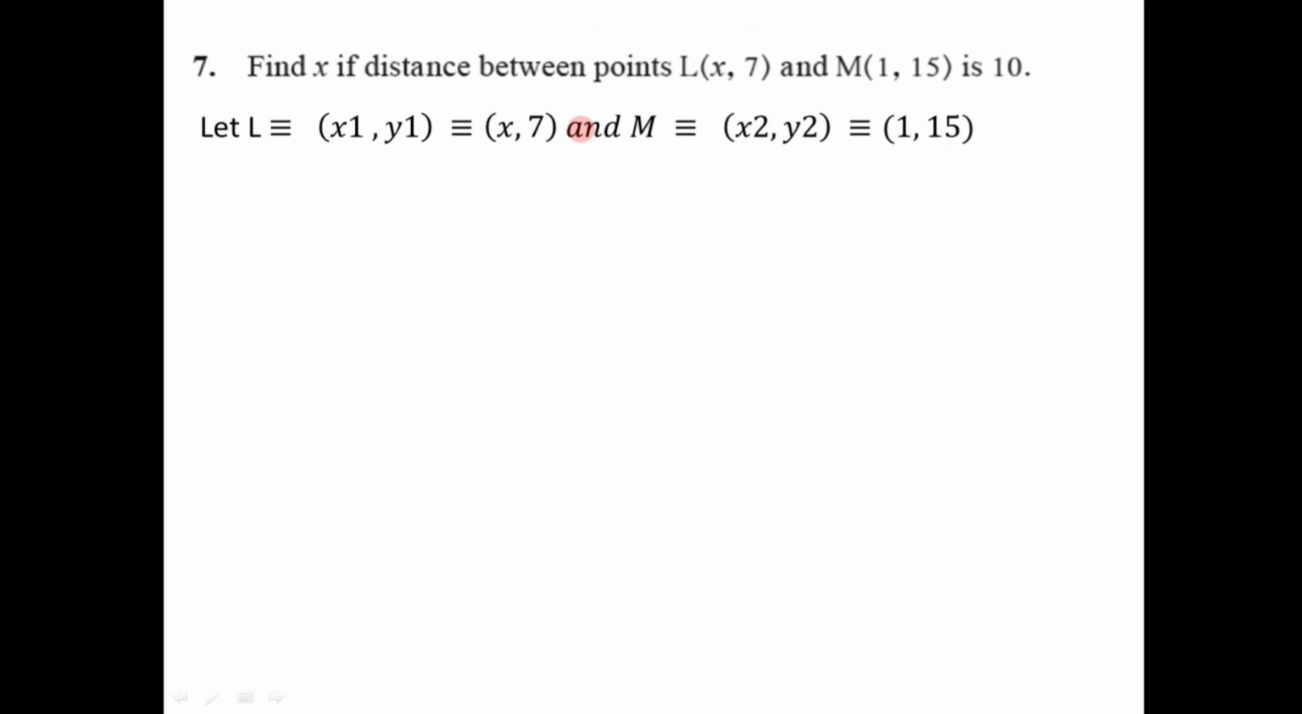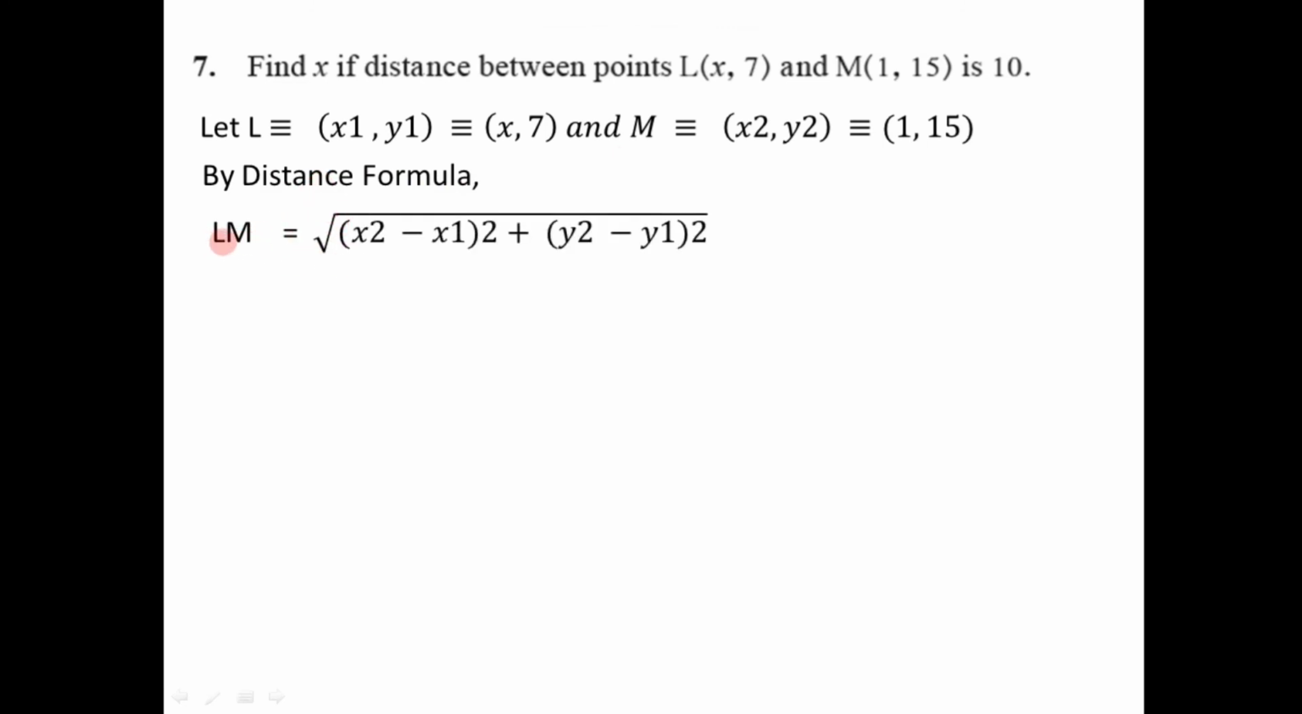So this time the distance between these 2 points L and M is given. So we have to use the distance formula. So by distance formula we can write distance LM is equal to under root (x2 minus x1) whole square plus (y2 minus y1) whole square. The distance between point L and M is given to be 10. So we should replace here LM by 10, that is equal to under root (x2 minus x1), that is x2 is 1 here and x1 is x. So we have (1 minus x) whole square plus (y2 minus y1), that is y2 is 15 and y1 is 7. So here we have (15 minus 7) whole square.